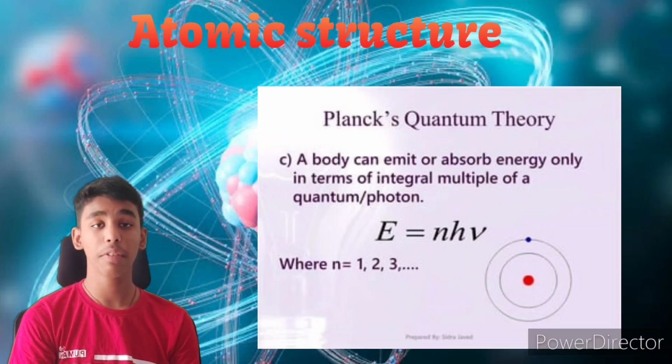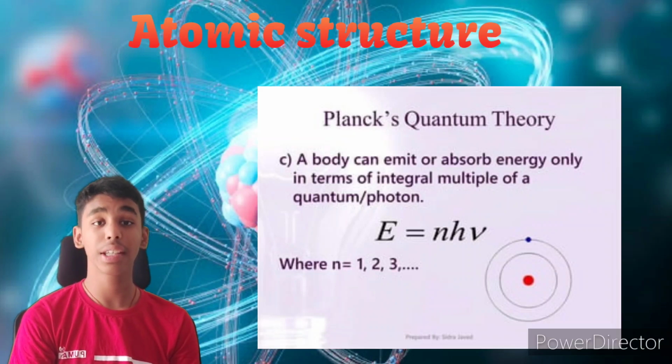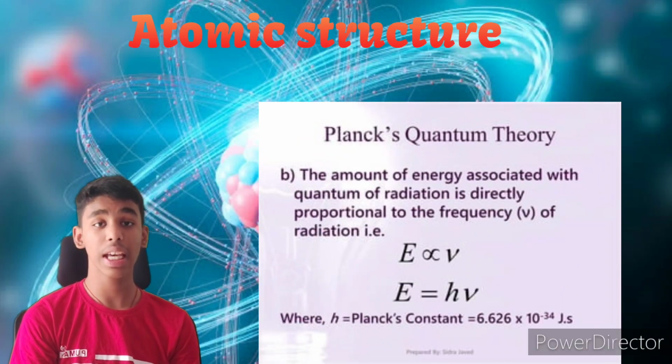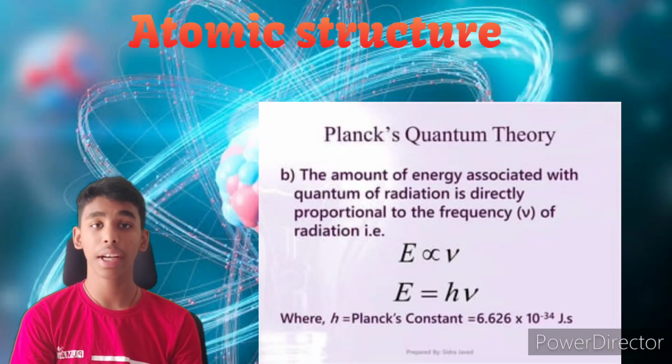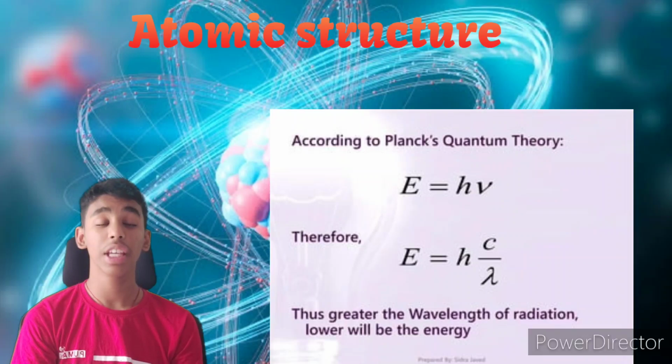He gave a specific formula for how the energy is emitted, and that is E = hν, where ν is the frequency and h is Planck's constant, which is 6.625 × 10^-34 joule-seconds. This is the unit of Planck's constant. So the energy emitted by a certain body is given by this formula.